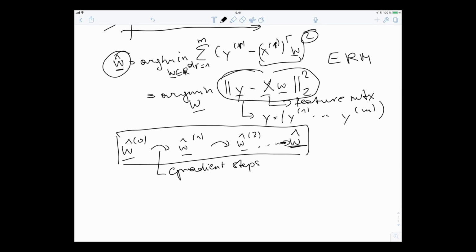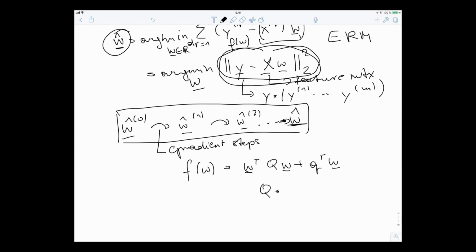So it turns out we can rewrite this problem, maybe I'll just tell you this. This objective function f(w) can be rewritten as w transpose Q w plus q transpose w, as we did already last time, with the matrix Q being 1 over m X transpose X. Okay, here we don't need this sum anymore.